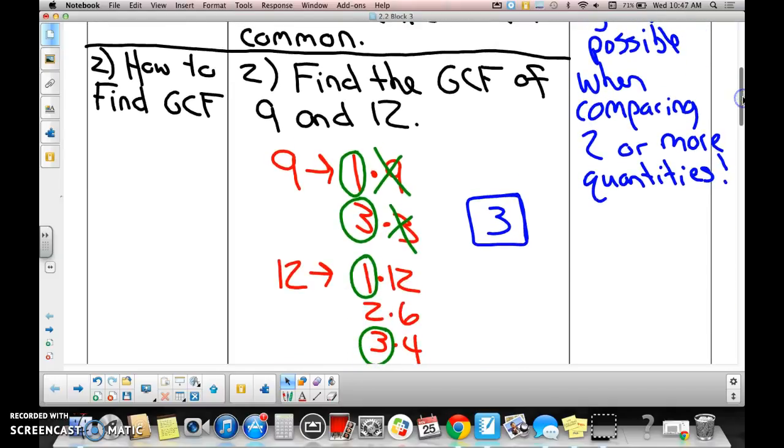When you find GCF, what are we using to find the GCF? Like, what's our first step, or what are the pairs we're using? Kennedy? We're using factor pairs.